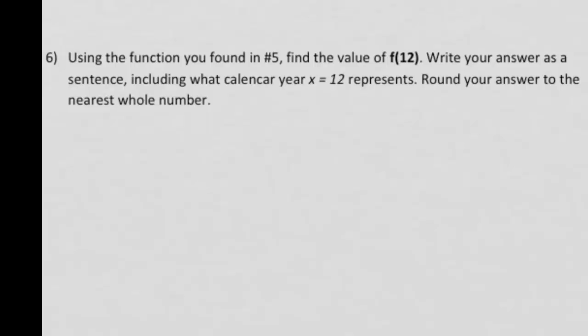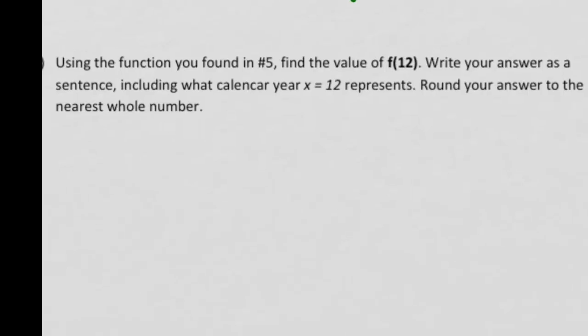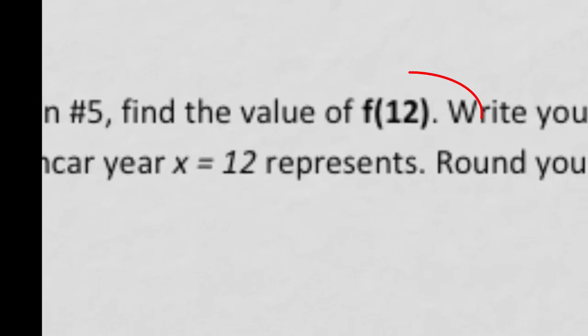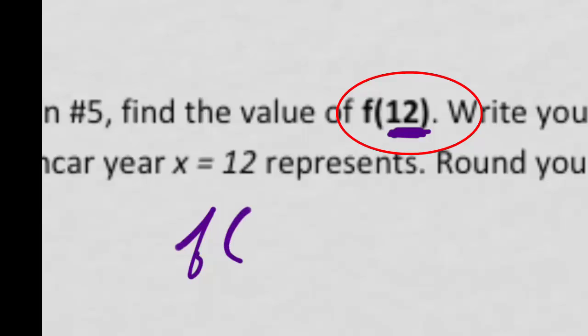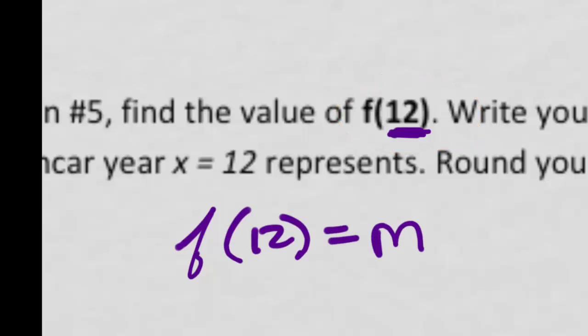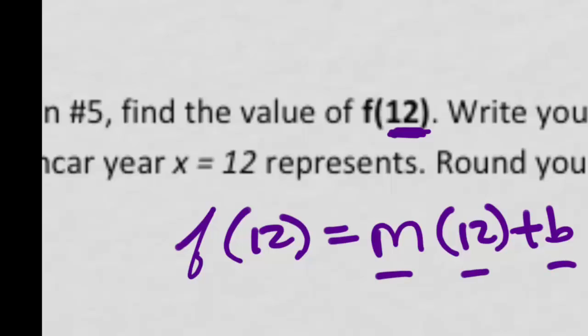Using the function that you found in number 5, replace that value with f of 12. So let's identify that this 12 right here means that this is an x value. So you're going to have f of 12 is equal to, and the m is a number that you already found. You're going to use 12 for x and then plus b. So at this point, all 3 things should be numbers, and you should evaluate this.